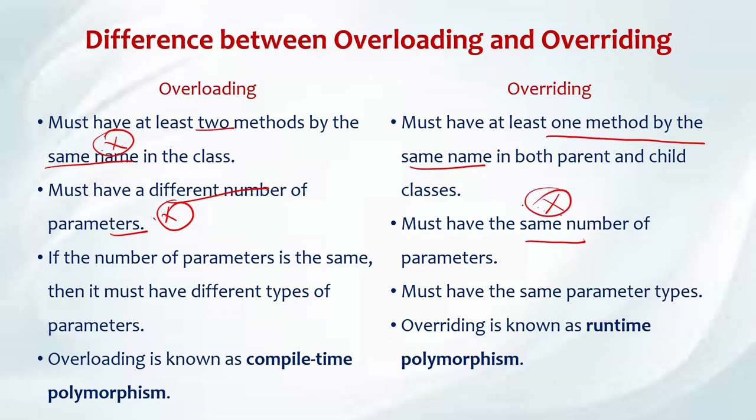The third most important thing you should know, as you may get interview questions on this: overloading is also called compile time polymorphism, and overriding is runtime polymorphism. You should remember that compile time polymorphism is overloading, and runtime polymorphism is overriding. Clear? I hope everyone can understand this.